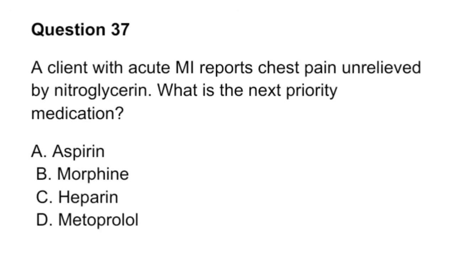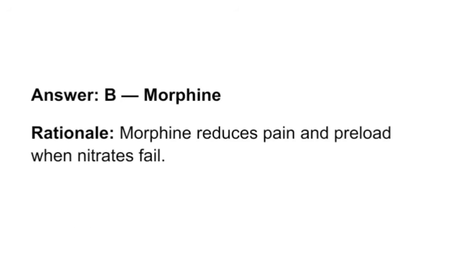Question 37. A client with acute MI reports chest pain unrelieved by nitroglycerin. What is the next priority medication? A. Aspirin. B. Morphine. C. Heparin. D. Metoprolol. Answer: B. Morphine. Rationale: morphine reduces pain and preload when nitrates fail.